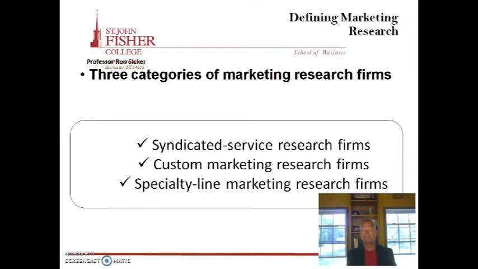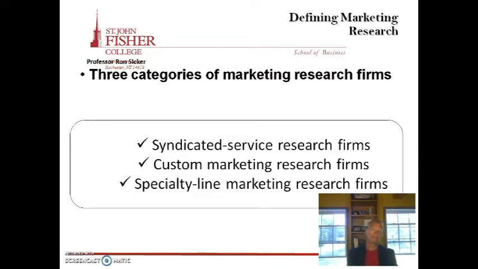Then there's custom marketing research firms, where they go out there and actually solicit business, and you go to them and you say, this is exactly what I want to know. This is exactly what I need to know, etc. That information is very expensive. The studies take a long time.